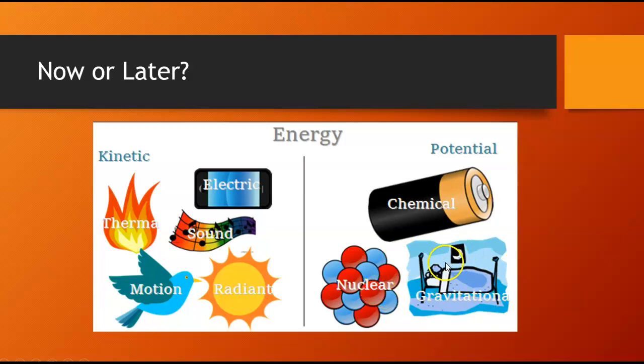And then gravitational energy is pretty easy to understand. If you're not moving, but you have a gravitational force pulling on you, which would be anywhere in the universe, then you have the potential to move. And so gravitational energy turns into motion. All right, I think that's all I want to say about that. So hopefully you understand those a little better.